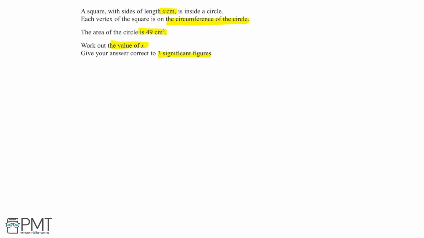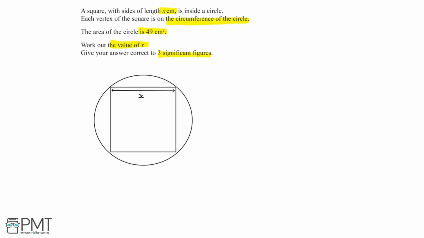Now the first thing that we can do is to draw a diagram to represent this information. Looking at the diagram, we can see that we have a square inside the circle, and each vertex lies on the circumference. We can also see that the side length of the square is equal to x centimeters, and we also know that the area of the circle is equal to 49 centimeters squared.